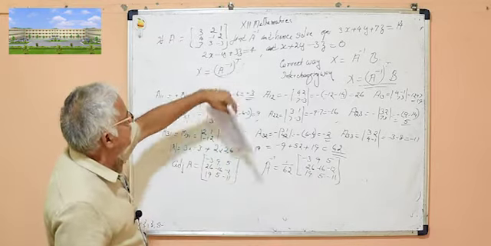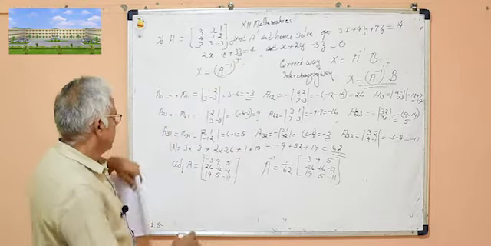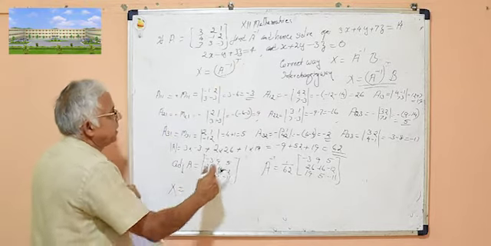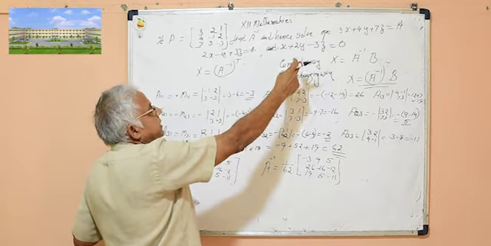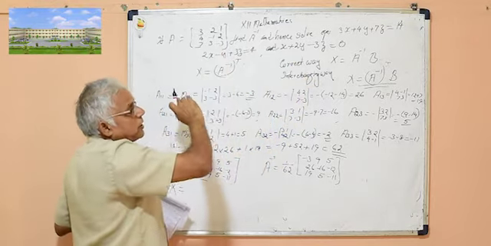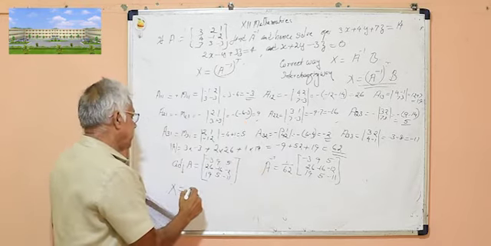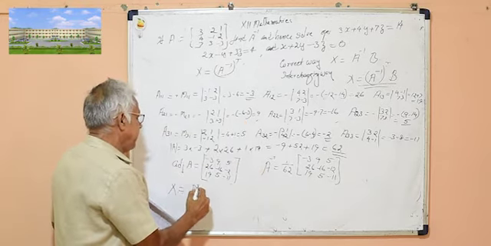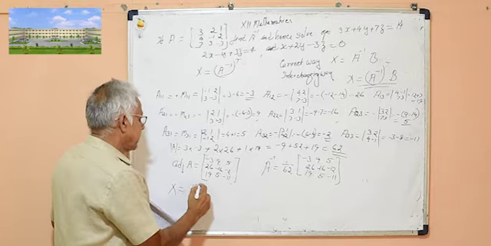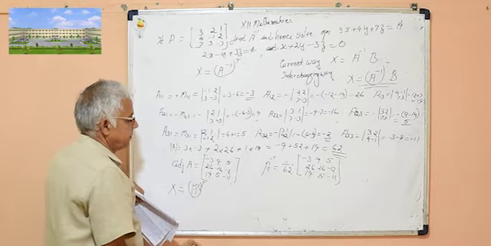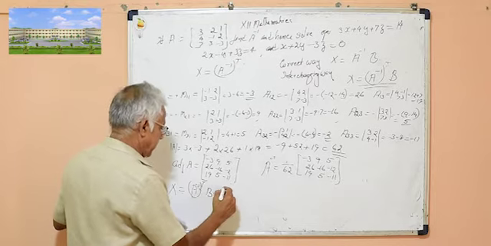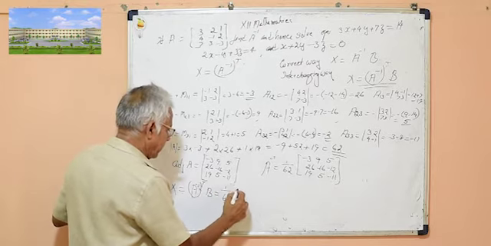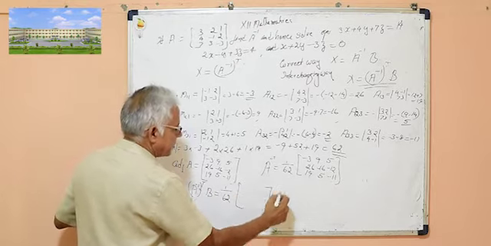First find the A inverse. Using this, x is equal to... here the coefficients of variables are in column base, not row base. Then x is equal to A inverse transpose into B, that is equal to 1 by 62 into the transpose of the A inverse.